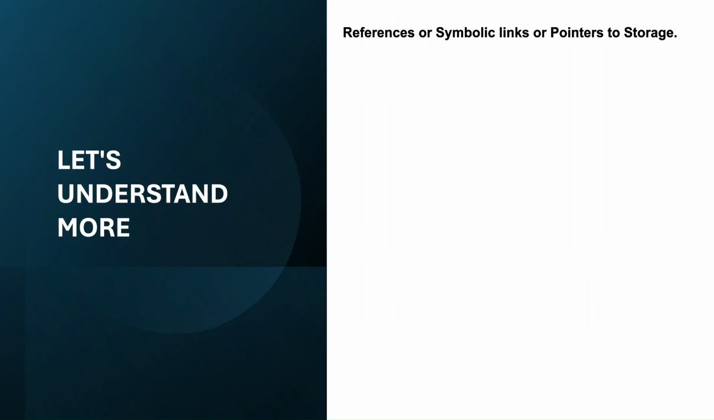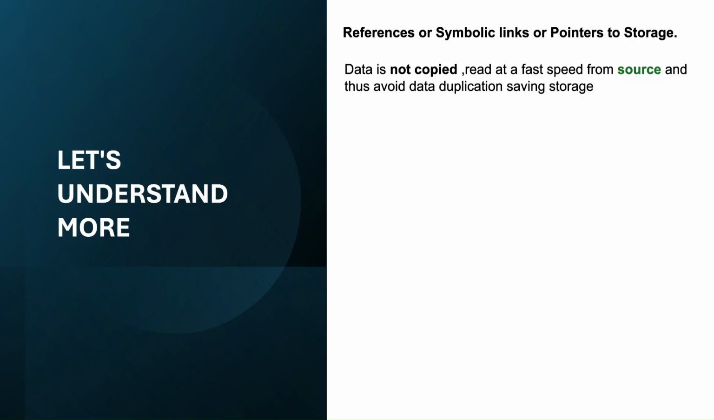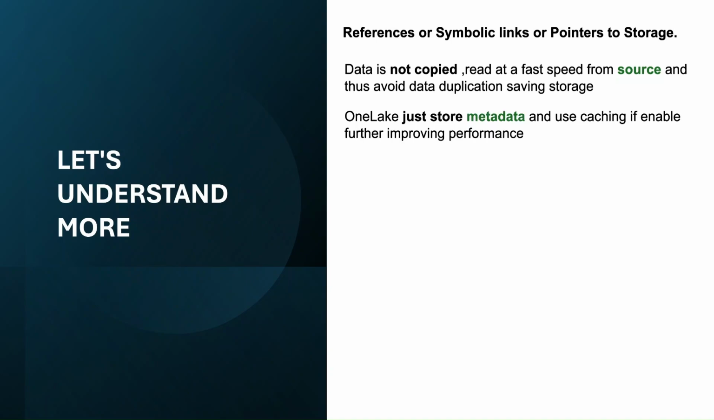So shortcuts are nothing but references, symbolic links, or pointers to storage. Data is not copied, it is read at a fast speed from the source, and thus avoids data duplication, saving lots of storage. OneLake just stores metadata and uses caching if enabled, further improving performance. There is no impact on source data when a shortcut is deleted, and that is something great about them. So even if you delete the shortcut, there is no impact on source data because they are just references, just like pointers.